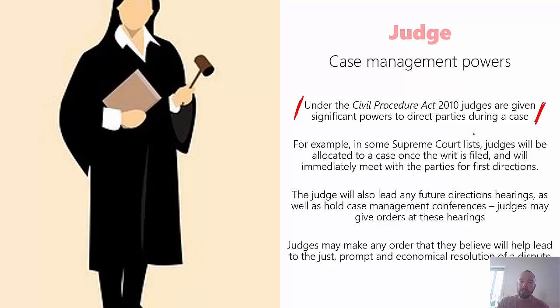In some Supreme Court lists, for example, once a writ is filed, so once a case is initiated, a judge will get immediately allocated to that, and then the judge will meet with the parties as soon as they can to basically give first directions around when things need to be filed by, start setting timelines, and to try and get the dispute resolved as efficiently as possible.